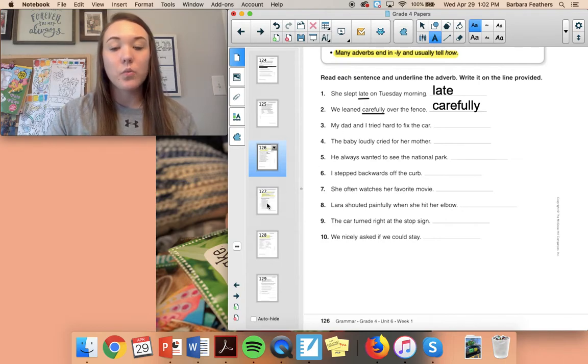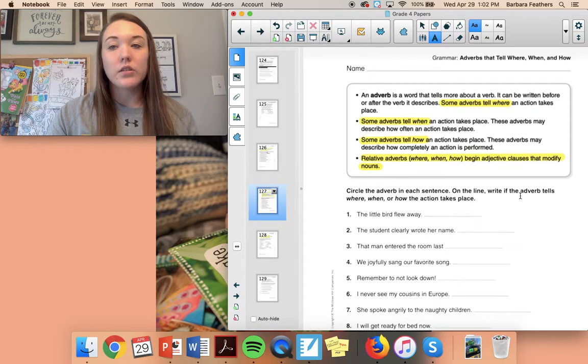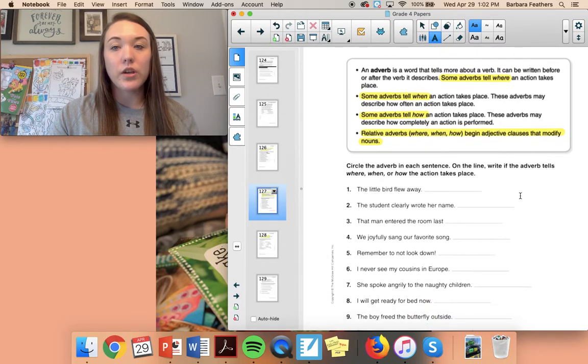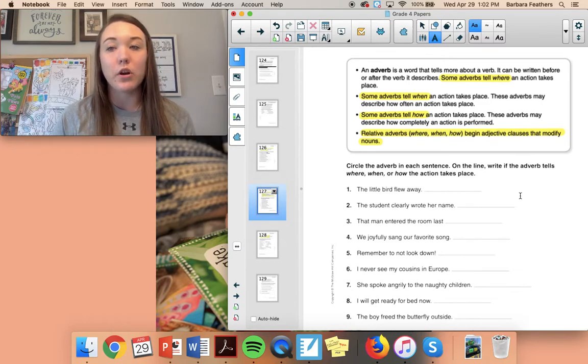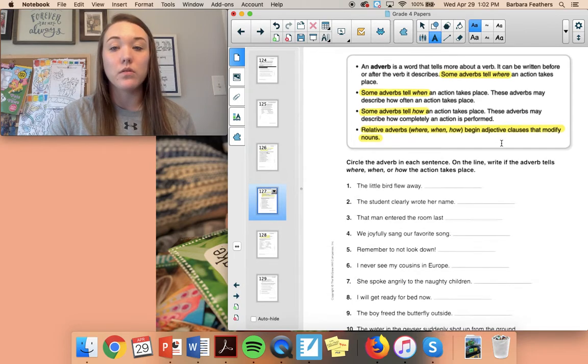Your next page is 127. It's doing the same thing as the first page, except you're taking it a step further and identifying if the adverbs are telling us how, when, or where. At the top, again, it reminds us what an adverb is, that some adverbs tell us when, some tell us how, some tell us where, and relative adverbs, where, when, or how, begin adjective clauses that modify nouns.